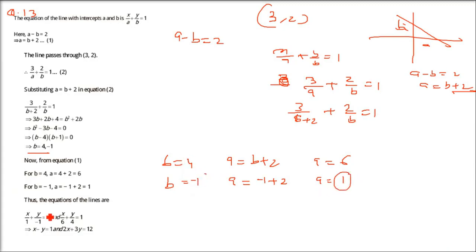Second equation, you take a as 1, b as minus 1. So let us take 1 and minus 1. x by 1 plus y by minus 1 equals 1, x minus y equals 1. Second equation, here you are going to take a as 6, b as 4. So x by 6 plus y by 4 equals 1. This x by 1 plus y by minus 1 equals 1, you can easily solve. x minus y equals 1. Coming to this x by 6 plus y by 4, multiply both sides by 12. So 2x plus 3y equals 12.